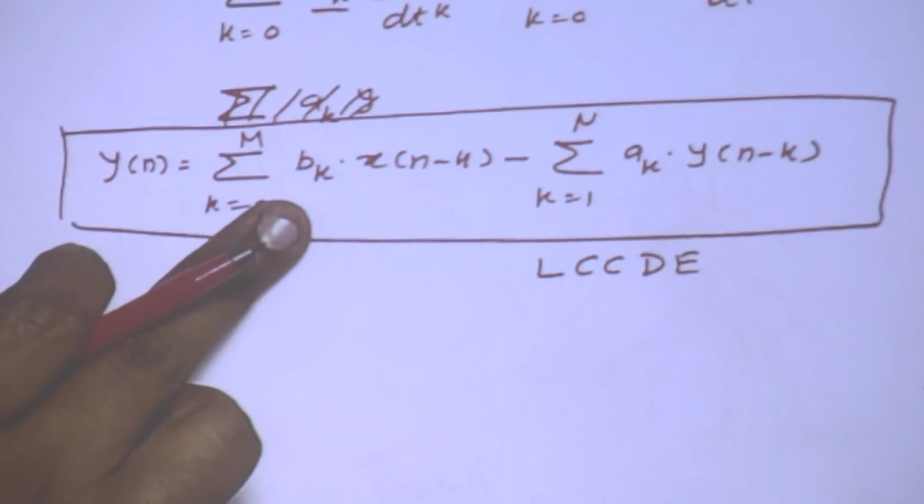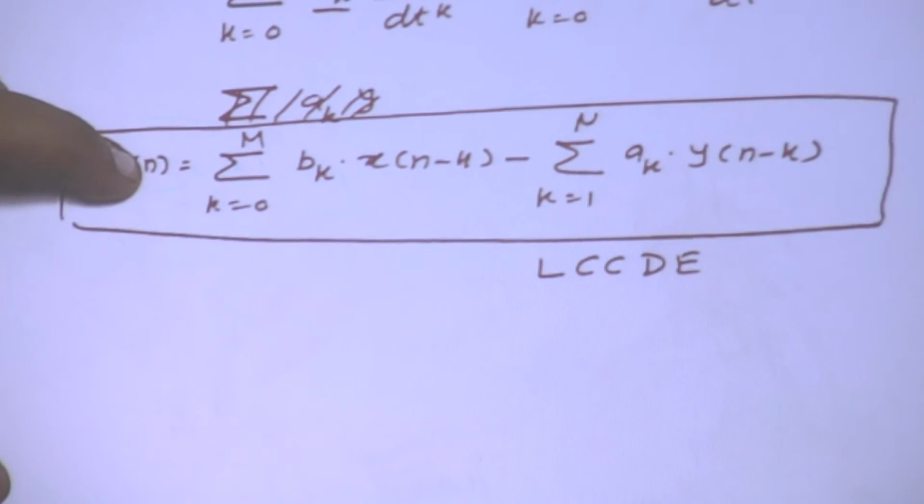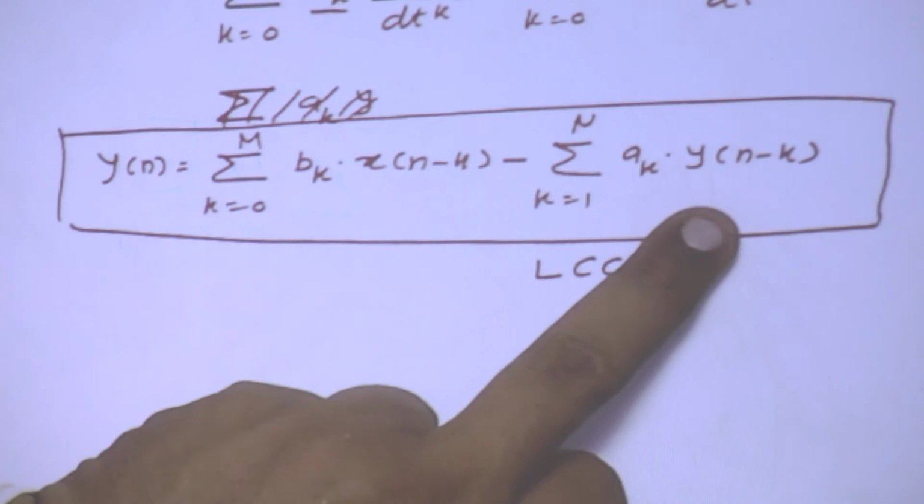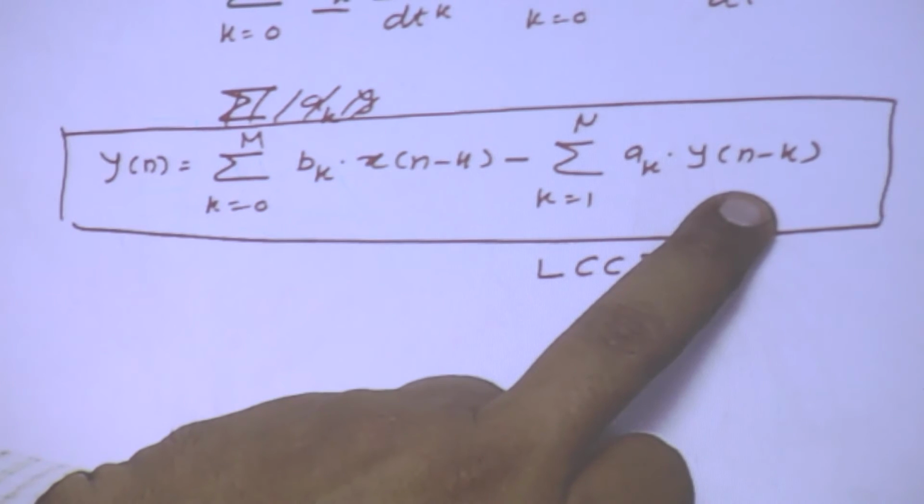This is a governing equation for any discrete time system wherein the present output is a function of present and past inputs and past outputs. K equal to 1 makes this past. All right.